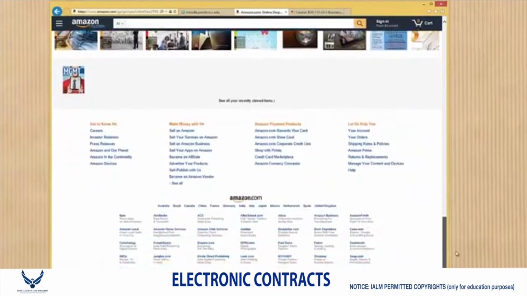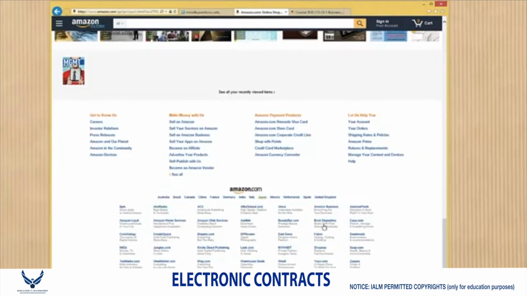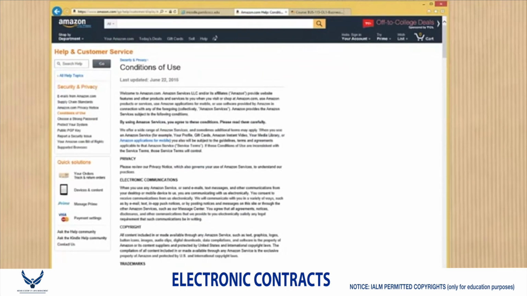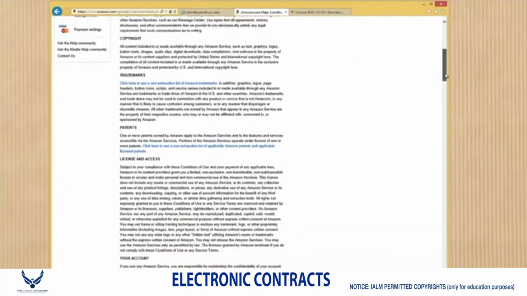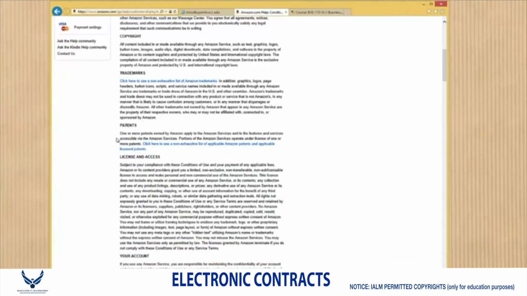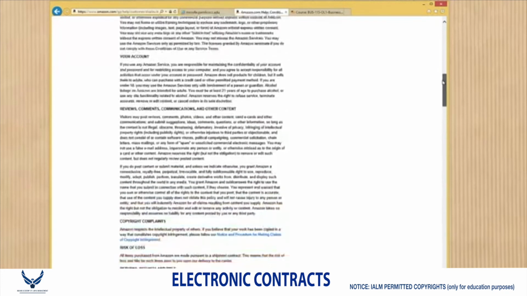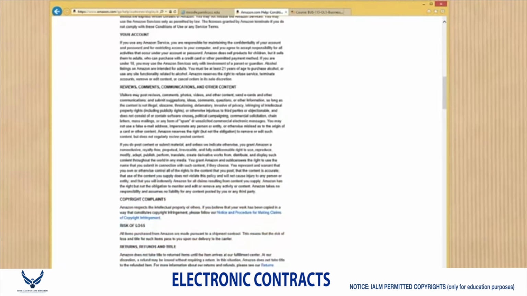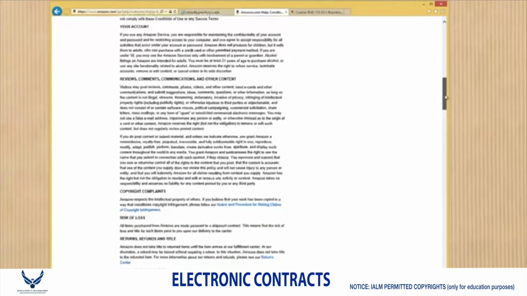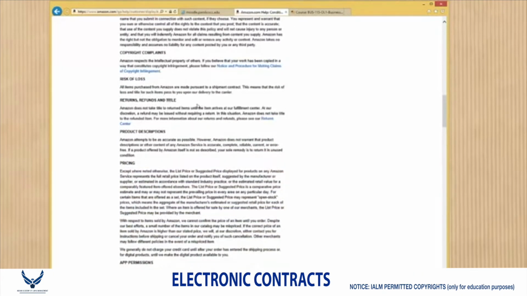We're going to go all the way down to the bottom. It's not here where you would look for it, and it's not here where you'd look for it. It's all the way down here where it says conditions of use. So if you click on there, this is where you're going to see the terms of use. These are some of the things you'd expect to find. You'd see the privacy, electronic communications, copyright rules, trademarks, that's a big thing for Amazon, patents, license and access. All of these terms of use would have that even if you weren't with Amazon, if you were with Walmart or something. How they're going to handle those reviews, comments, and communications. That's a real big part of online retail. Copyright complaints, risk of loss.